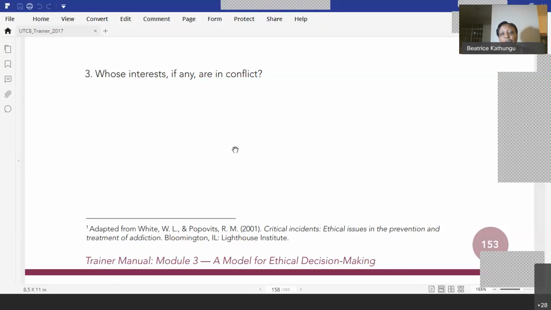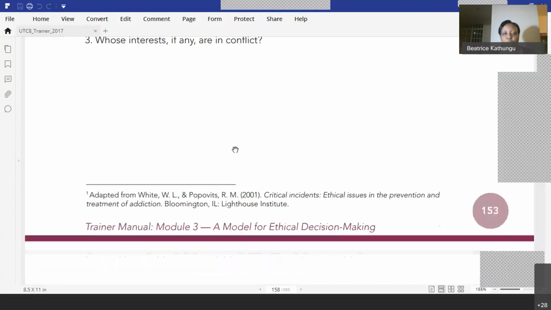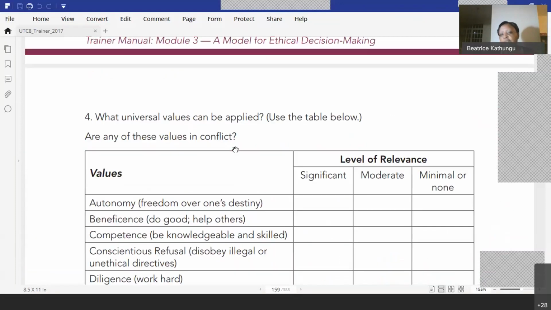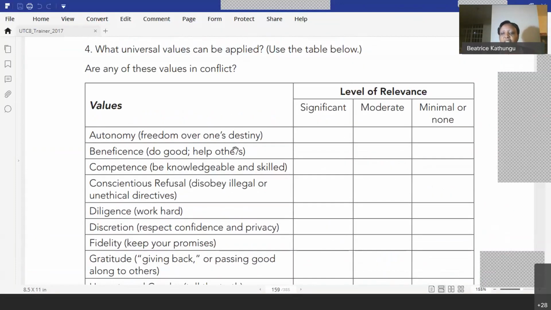Sometimes it's the interest of the client vis-a-vis the interest of the organization. So if the client needs better treatment elsewhere, the organization would like to keep the client because of the money they are paying. Again, you see there is a conflict of interest, and that puts the counselor in an awkward situation. The fourth important question is the values.